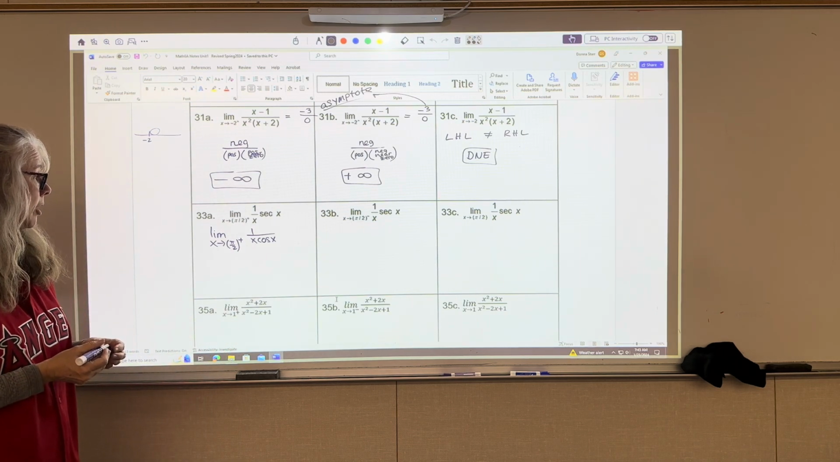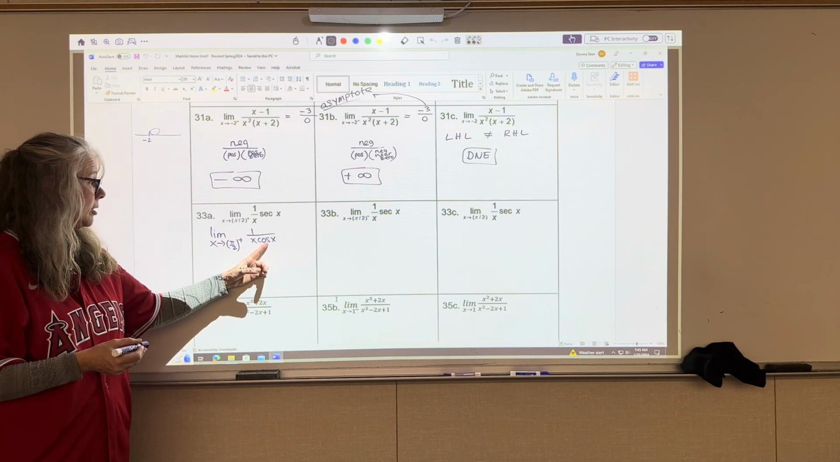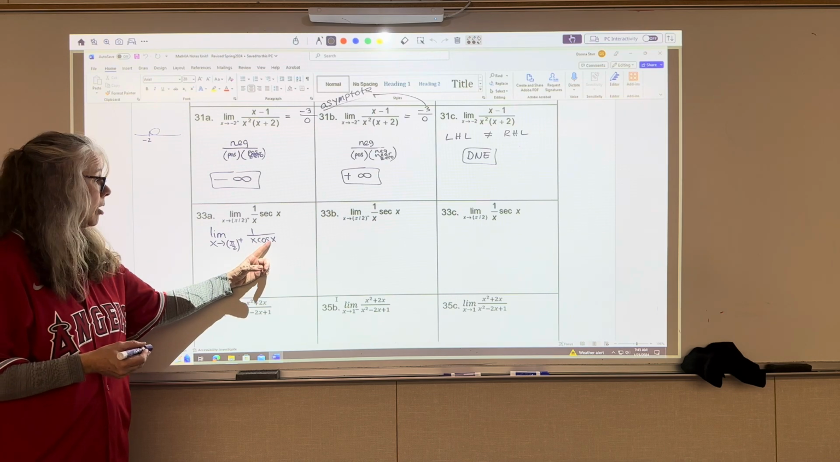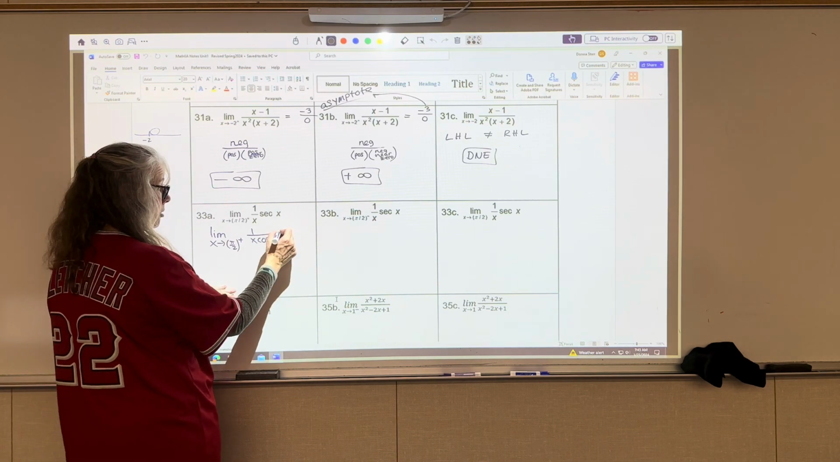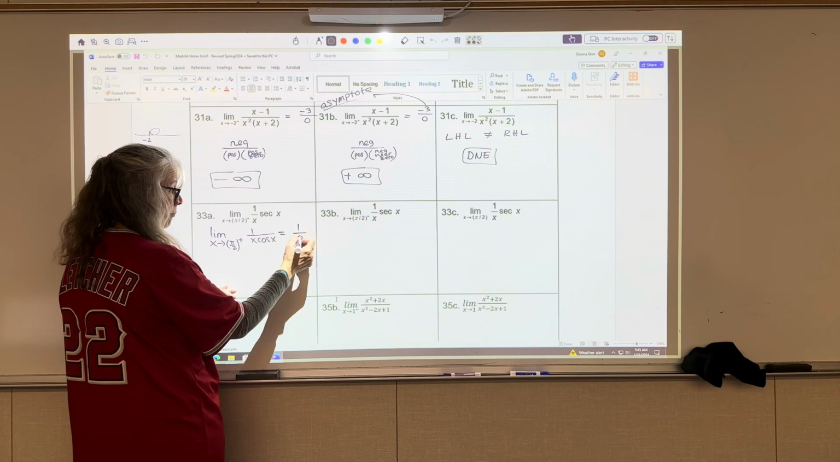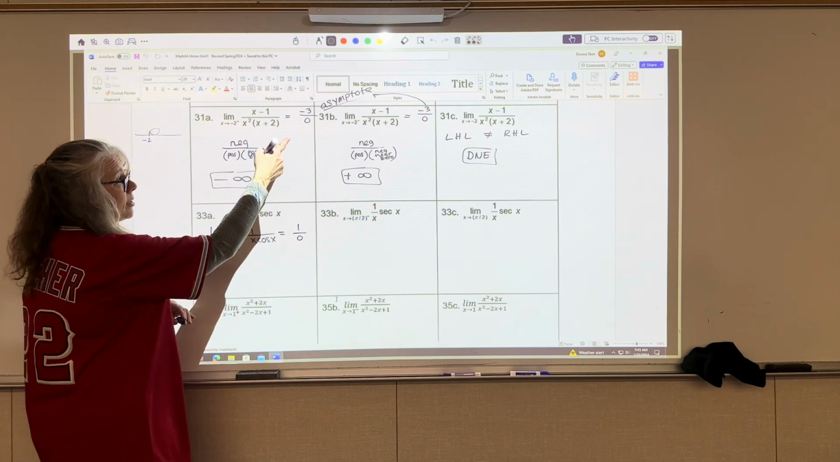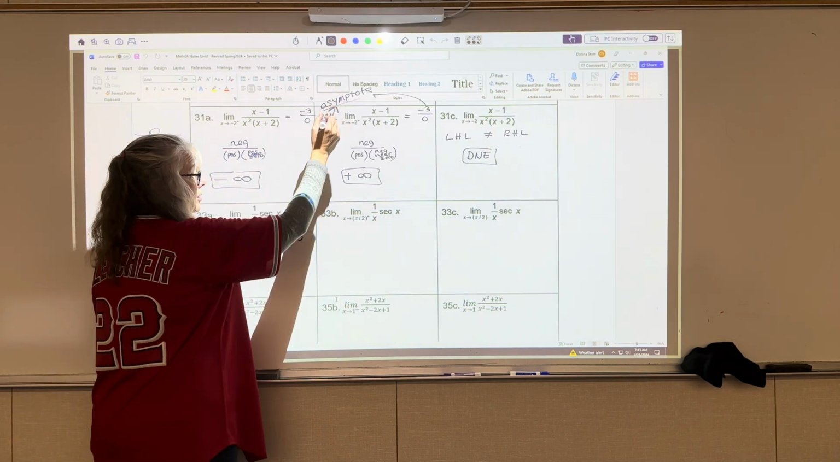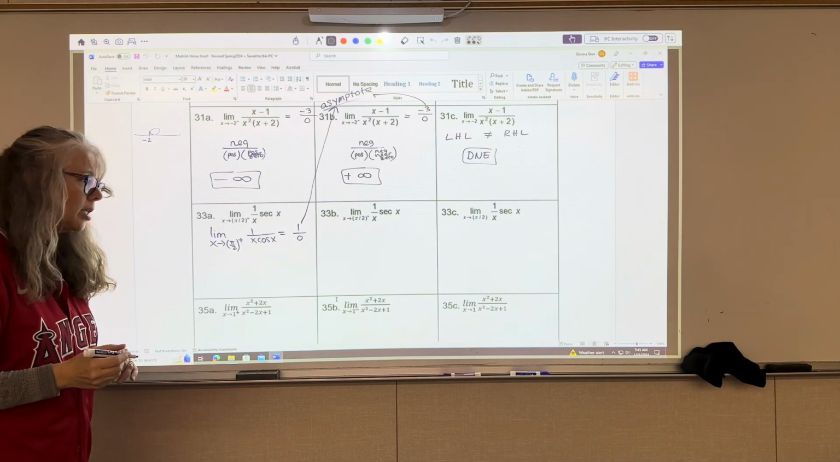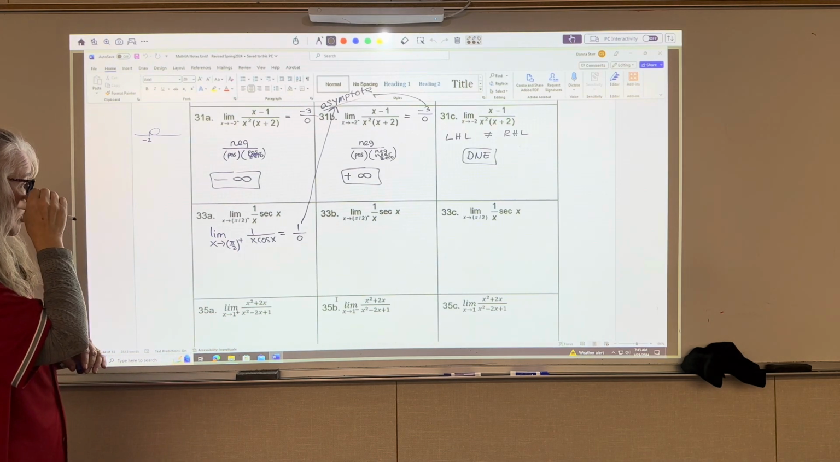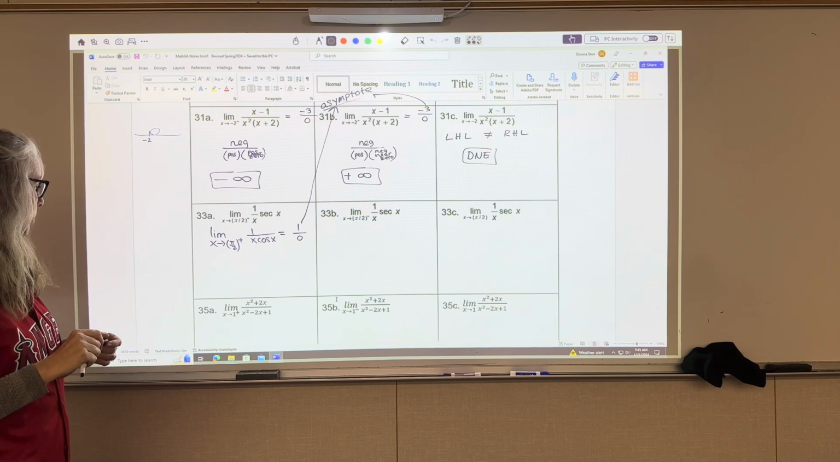And so as I get to pi over 2, this is getting to 0, so pi over 2 times 0, cosine of pi over 2. So this is 1 over 0. And so I know it's an asymptote because it's a number over 0. We've had a lot of these examples.